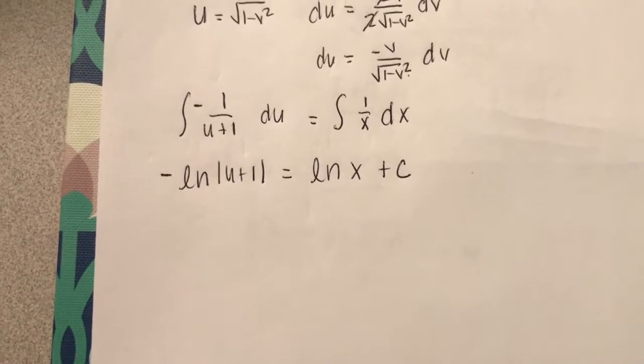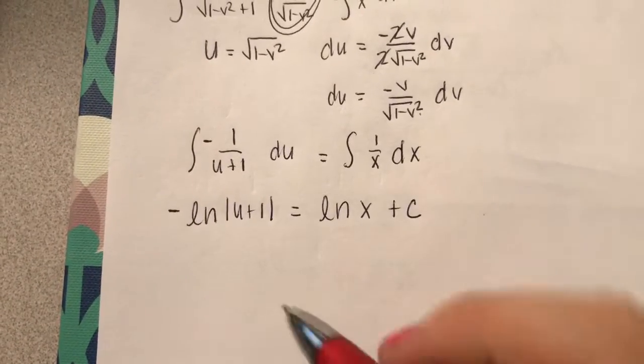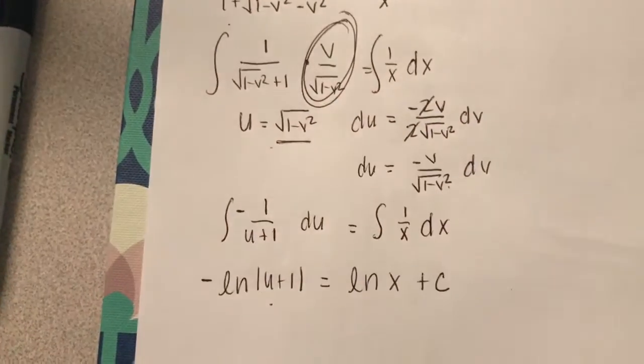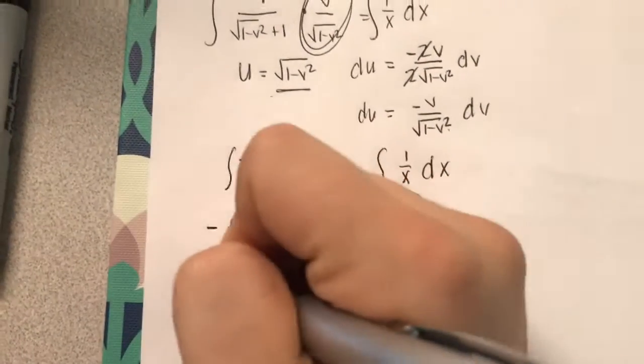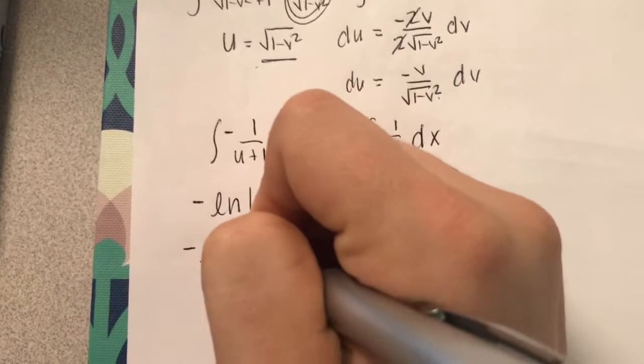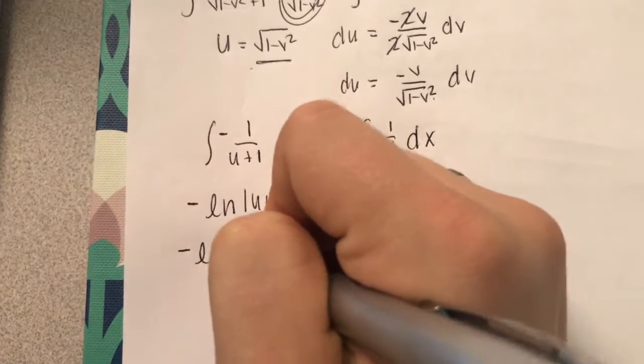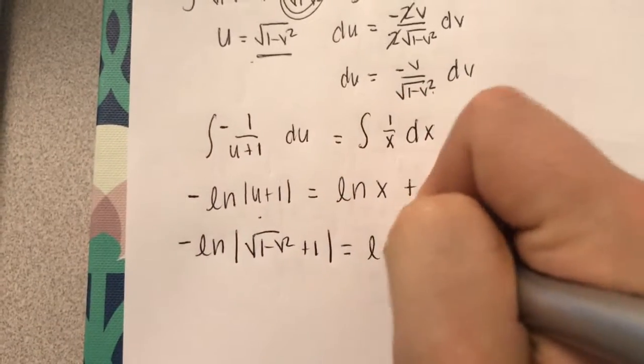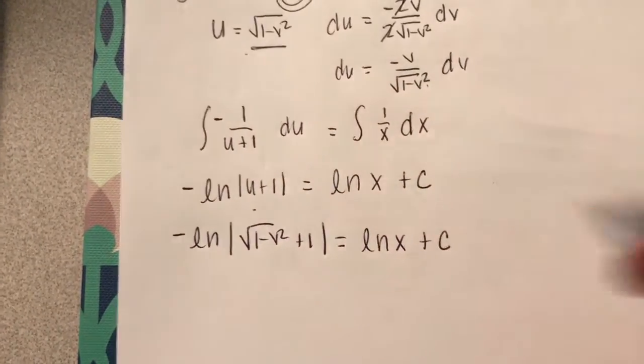Now from here I need to plug back in what I substituted u in for. So let's look back. We have here u is equal to the square root of 1 minus v squared. So I have negative ln of the square root of 1 minus v squared plus 1 is equal to the natural log of x plus c.